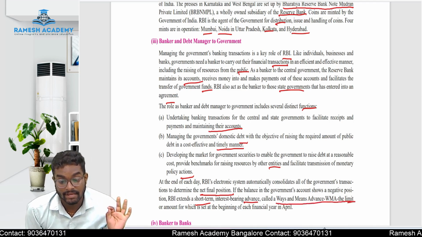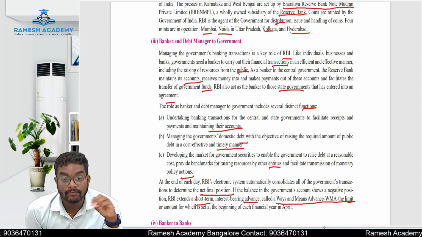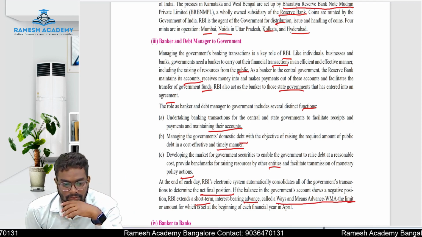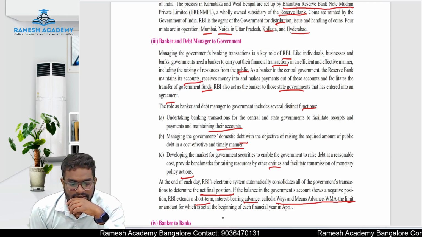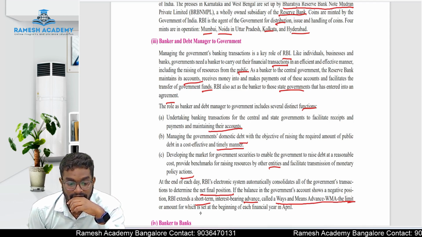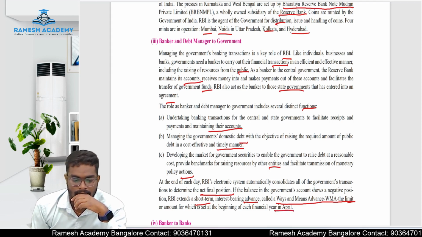Please be aware of ways and means advance, because if there is a negative balance in the government account, the limit is set at the beginning of the financial year in April.